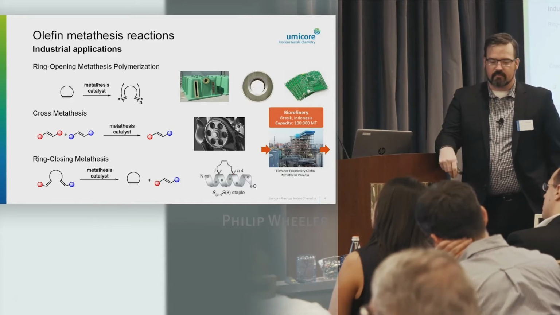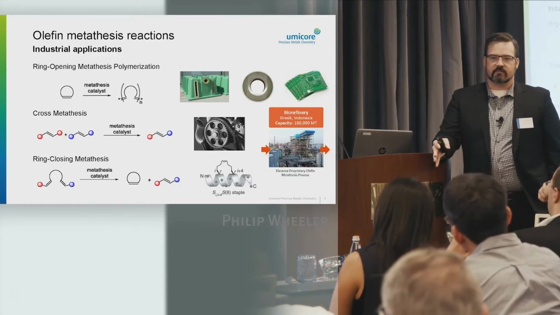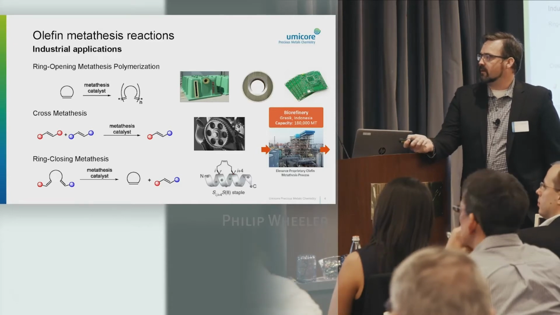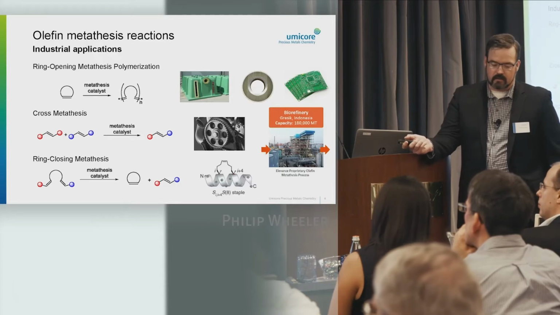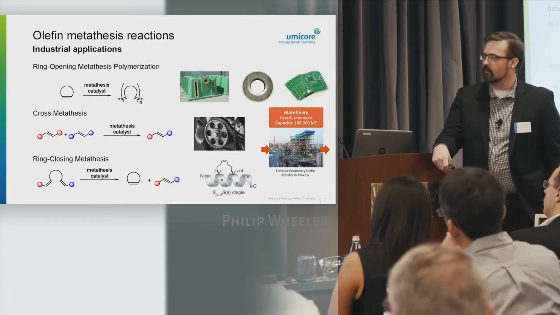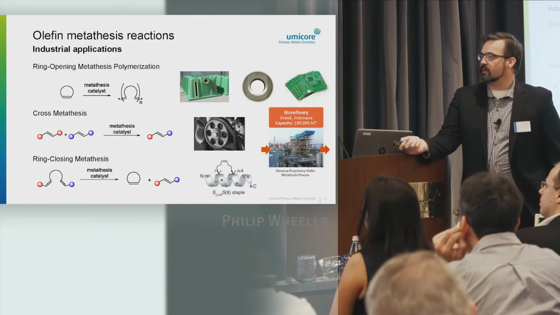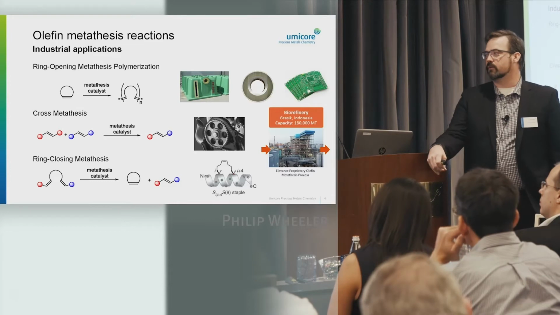In the cross-metathesis space, many of the talks so far have been focused in the pharmaceutical field. I would say cross-metathesis in pharmaceuticals has been used sparingly, but it's found a lot of applications in specialty applications. For instance, this is a high nitrile polybutadiene rubber that's used in automotive belts. It's used in a step to equilibrate the monomers before the polymerization is carried out, and it gives much better performance of the material.